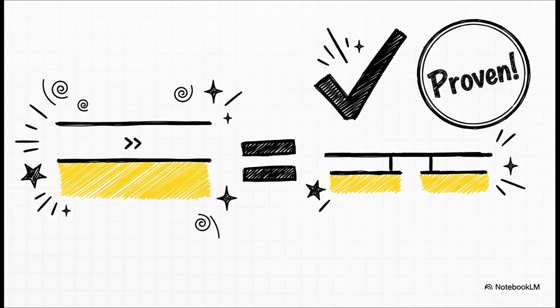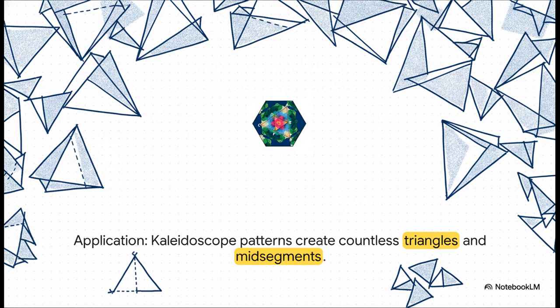And when you run the numbers, yep, they check out perfectly. The slope for MN is -1/4. The slope for JL, also -1/4. So boom, they're parallel. And what about the lengths? Well, the length of MN is the square root of 17, and the length of JL is 2 times the square root of 17. So it is exactly half. The theorem holds up.